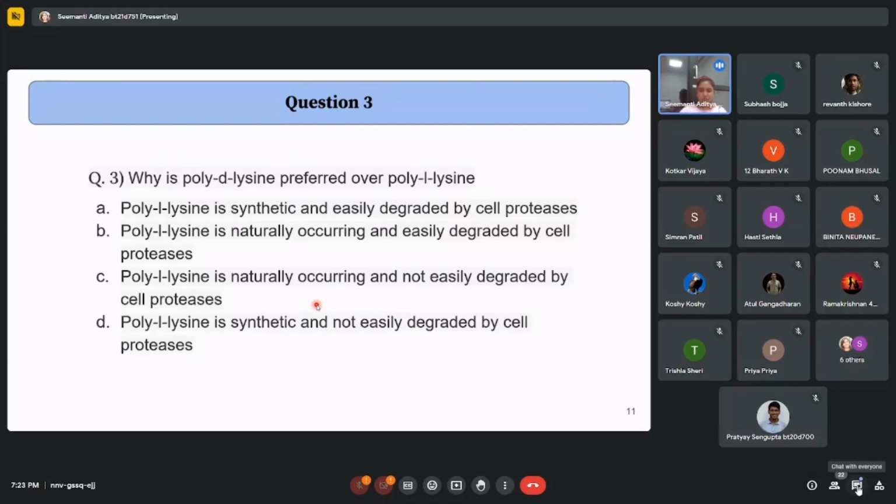So yeah, most of you have given the correct answer. The correct answer is option A, because all the L isomers, as I was talking, mostly the L isomers of the amino acids are naturally occurring. So poly-L-lysine is also naturally occurring, and it gets degraded by the cell proteases. So it's not a good option for an extracellular matrix. So yes, not option A, because it's not synthetic. So it's naturally occurring. So option B is correct.